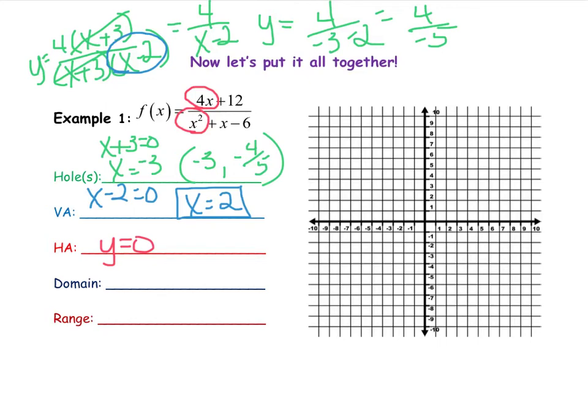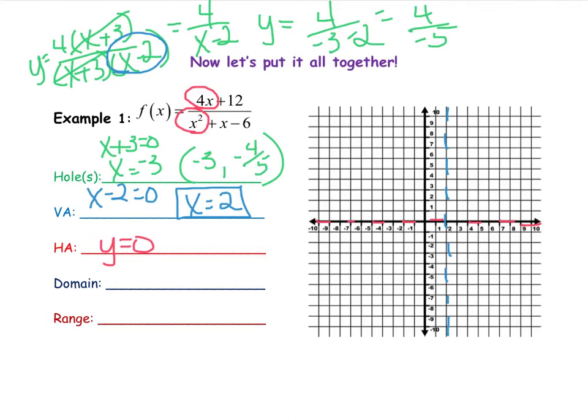Now, we actually have enough information so that we can graph this function. Let's start out by drawing our vertical asymptote. So I'm going to go over to where x equals 2, and I'm going to draw a vertical dashed line that goes through x equals 2. Next, I'm going to draw the horizontal asymptote, and that's y equals 0. So again, it's going to be a dashed line where y equals 0.